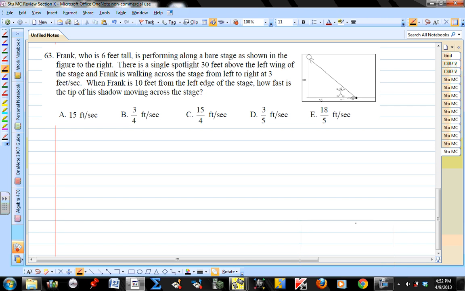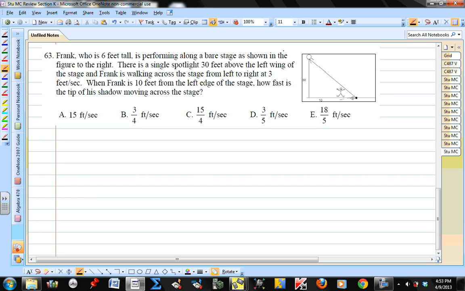Okay, problem number 63. Frank's 6 feet tall. He's on a stage with a spotlight in the corner. And as Frank moves across the stage, his shadow moves across the stage. They ask us when Frank is 10 feet away from the left end of the stage, how fast is the tip of his shadow moving? And they tell us that Frank is moving at 3 feet per second.